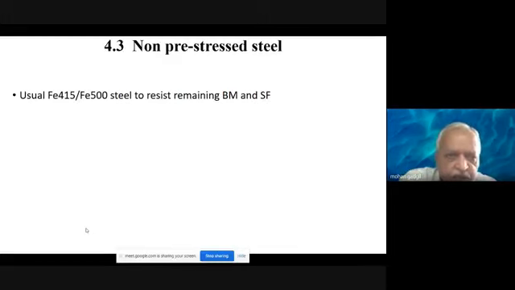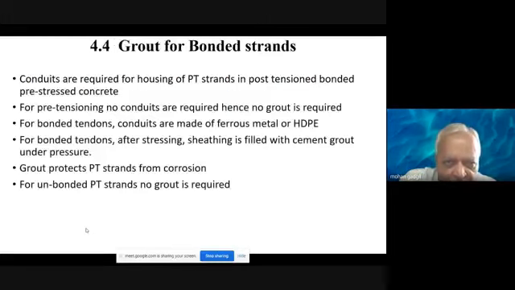Now, for non-PT steel, we have got normal Fe415 or Fe500 grade. And for grout, it is a simple cement sand grout, which you use in such a way that the sheathing is completely filled with this material. The conduits are required for housing your PT strand in post-tension bonded prestressed concrete. In pre-tension, no conduits are required, because there is perfect bond between the strand and concrete, which is not there in post-tension. For bonded tendons, conduits are made of ferrous material or high density polyethylene. So plastic material is also used, and so on and so forth. So grout protects these PT strands from corrosion and so on.